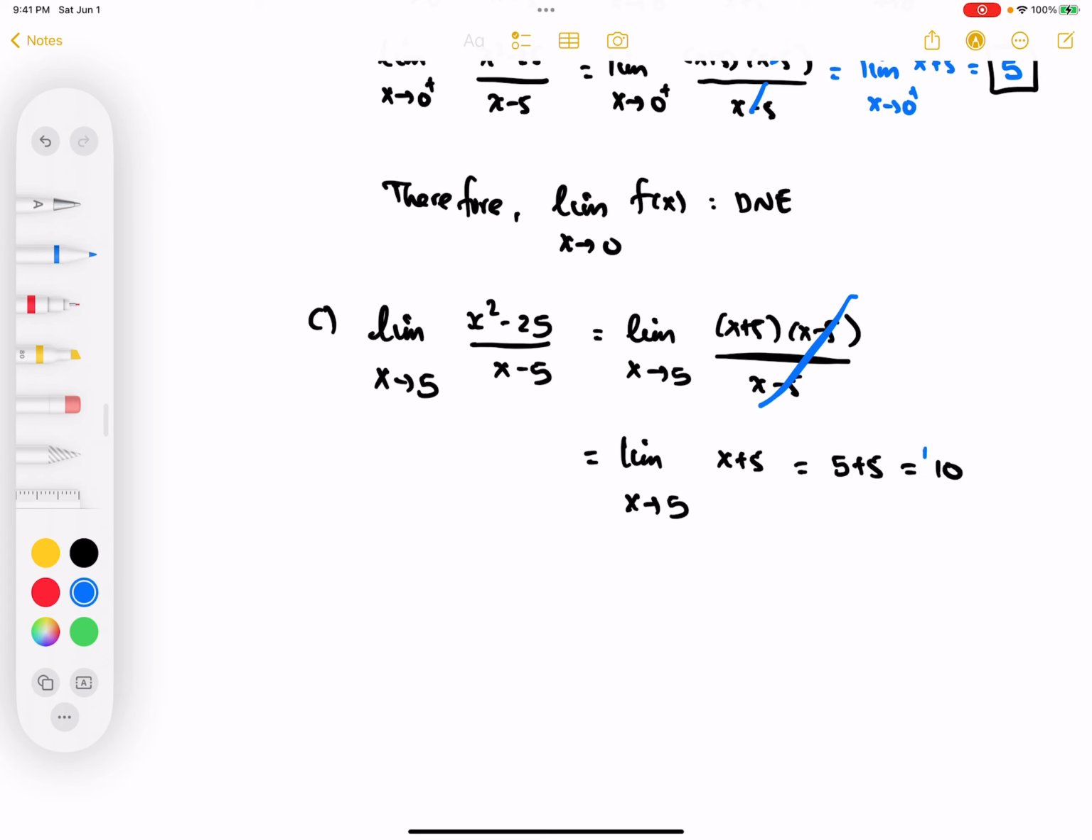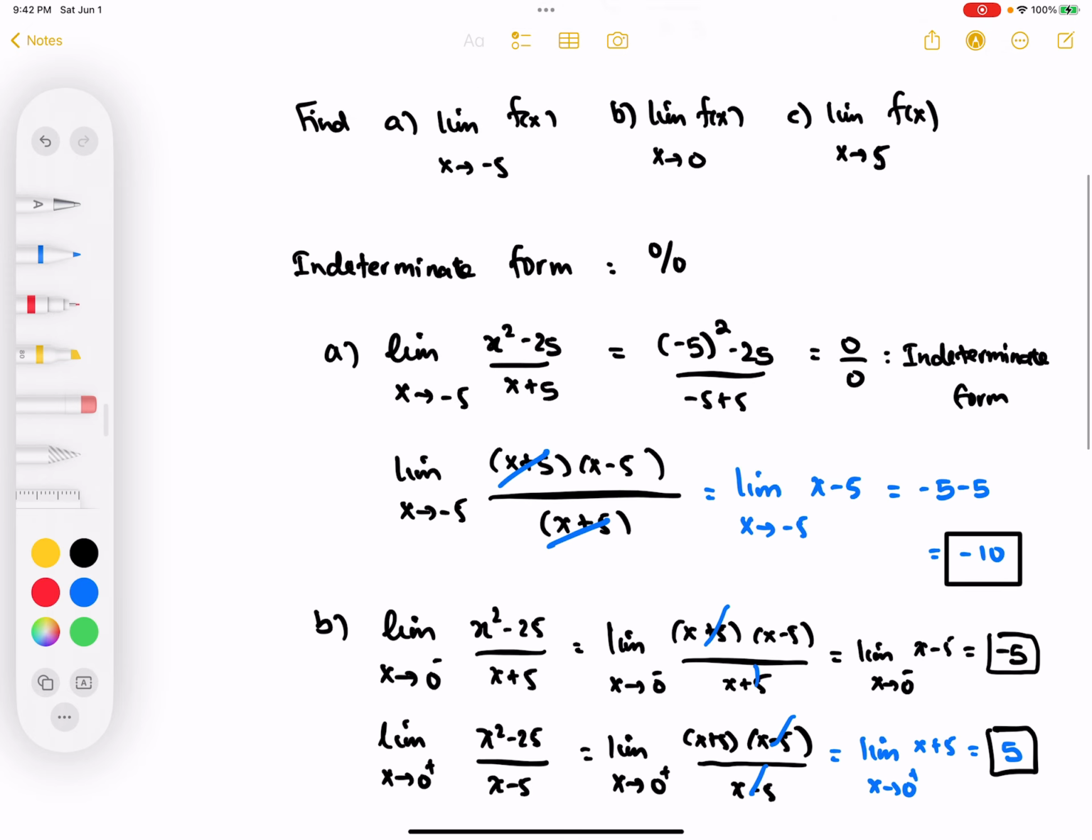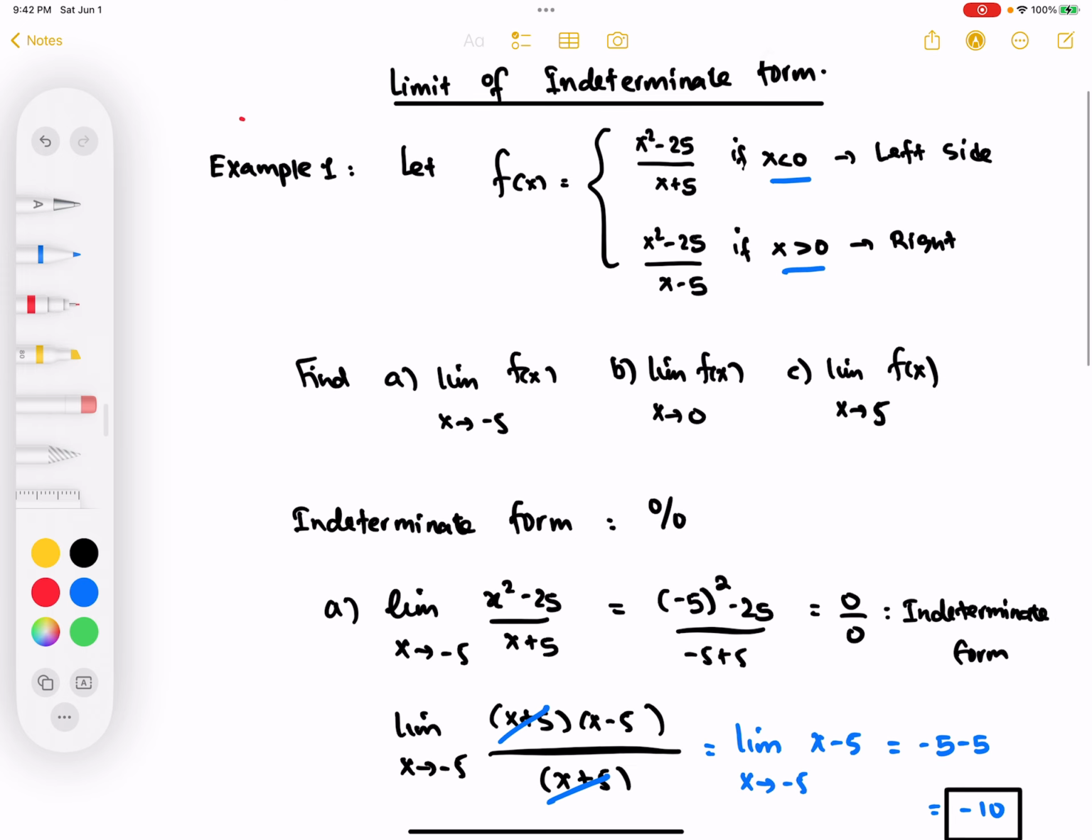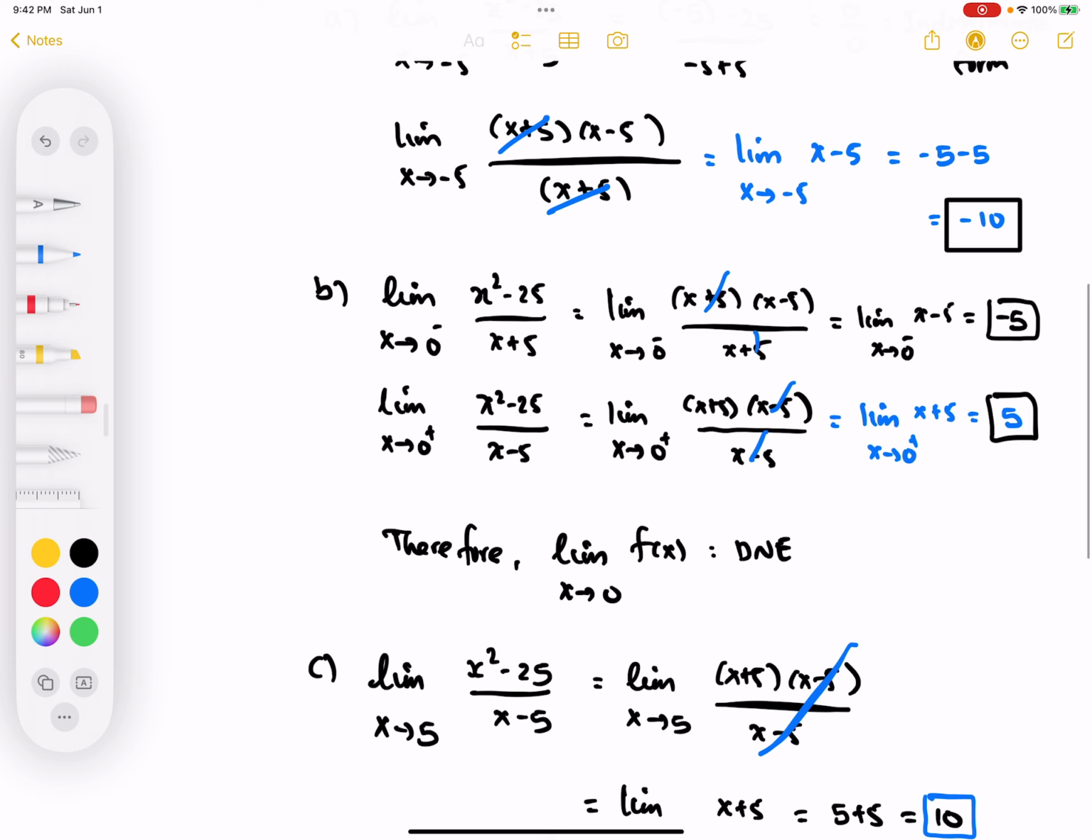So please, for such kind of function, first check whether the limit is an indeterminate form. Then, after checking, decide which one is the left side, which one is the right side, and so on and so forth.